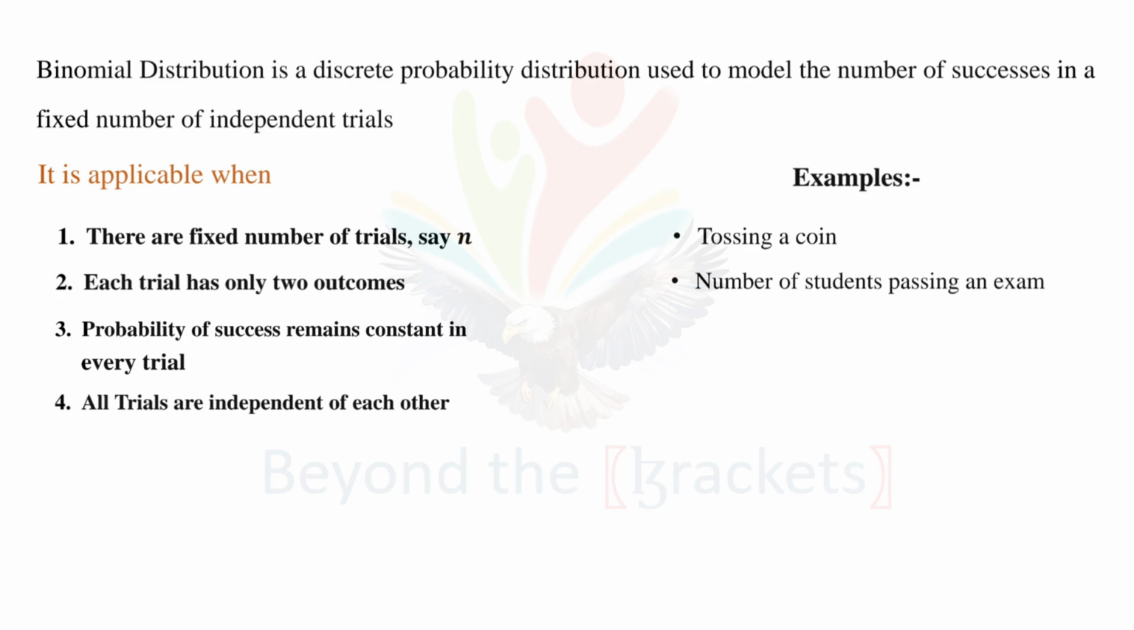Another example may be the number of defective items in a sample. Suppose we are considering a sample of 500 items. So there is a fixed number of trials since the sample size 500 is fixed. Each trial has two possible outcomes: either the item is defective or the item is non-defective. If getting a defective item is considered success, then the probability of success remains constant for every trial. Also, the outcome of one item does not affect the outcome of another item. So, all trials are independent of each other.